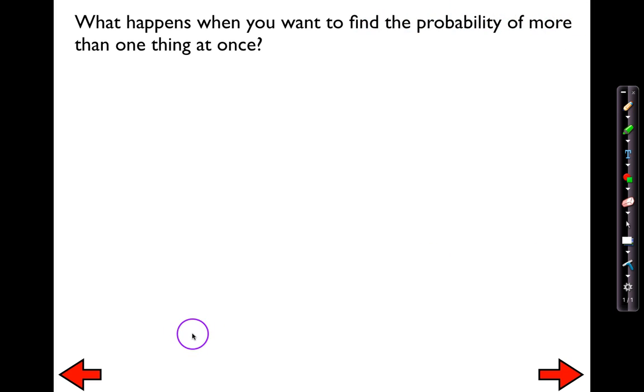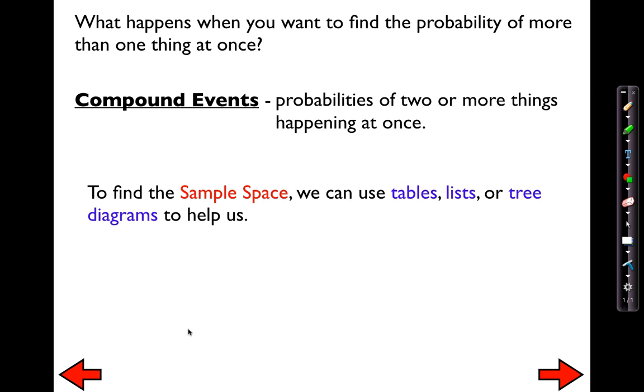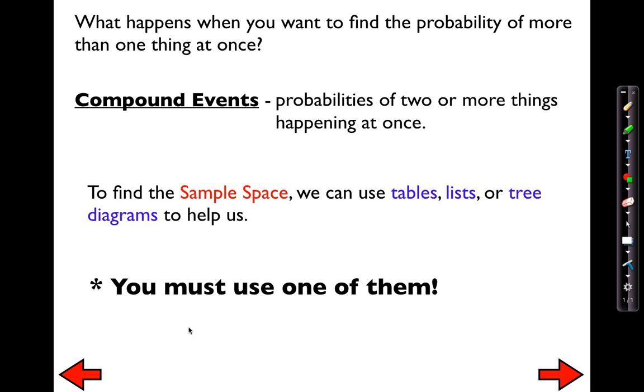Now, what happens when you want to find the probability of more than one thing at once? Well, that's called a compound event. Okay, it's basically the probability of two or more things happening at once. So to find the sample space, we will use tables, lists, or tree diagrams to help us. Now you must use one of them, okay? You need to pick one.